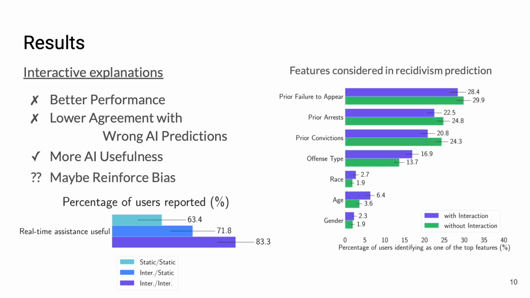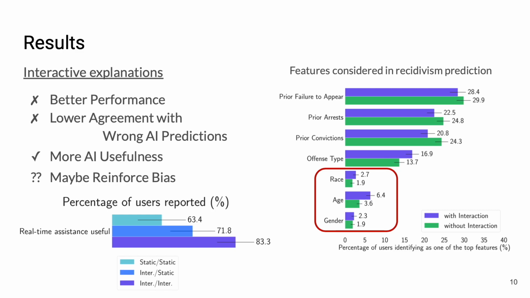We also conduct an exploratory study on what features participants find important in recidivism prediction. We find that participants with interactive explanations are more likely to focus on demographic features and less likely to identify the computationally important features. For example, with interaction, participants are more likely to find race useful for prediction. However, it is not the most important feature based on Spearman correlation.